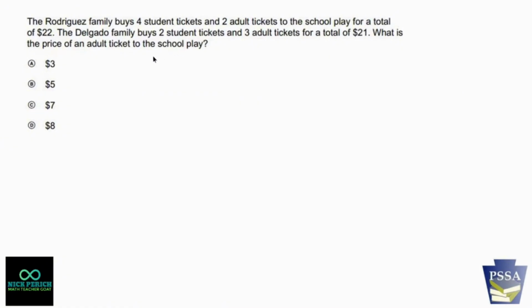Not fun at all. Let's call student tickets X and adult tickets Y. So 4 student tickets, so 4X, plus 2 adult tickets, plus 2Y, is going to be 22, the Taylor Swift special. The Delgado family, the family of cats: 2 student tickets, 2X, 3 adult tickets, 3Y, is going to equal a cost of $21.